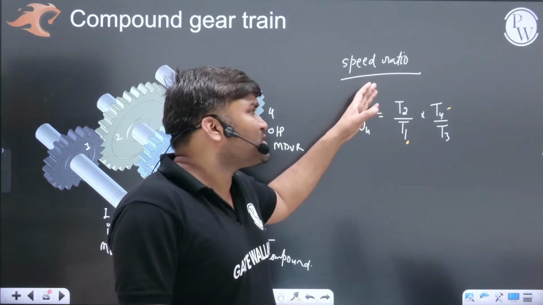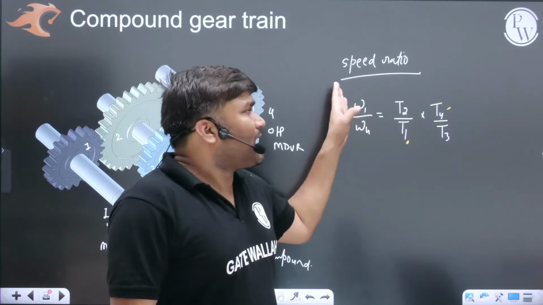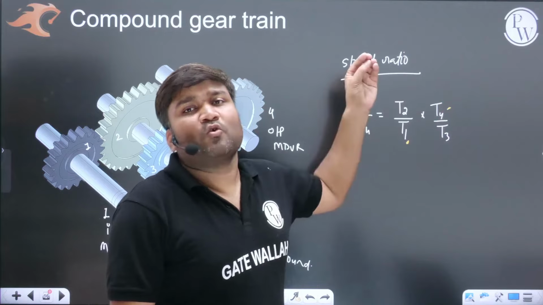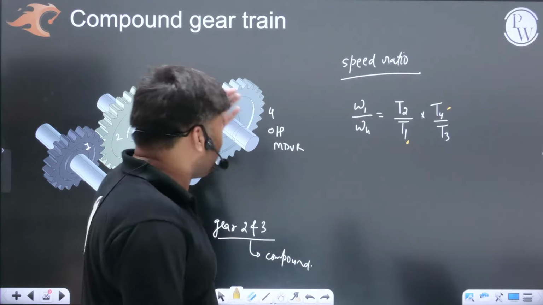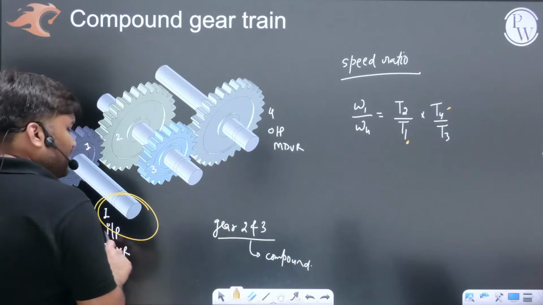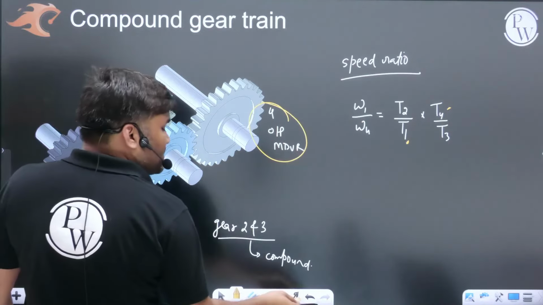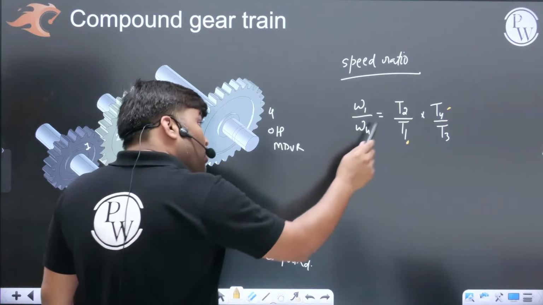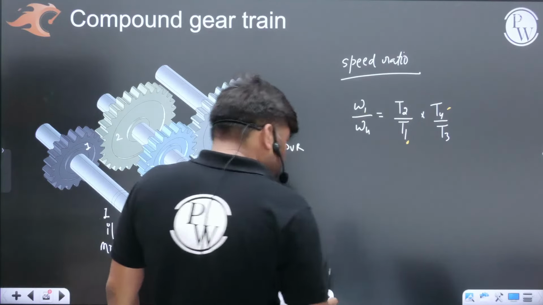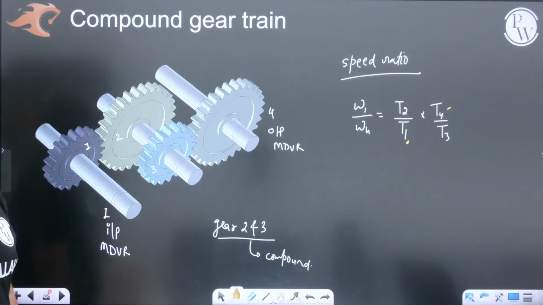How you can find out speed ratio? Just teeth. How do we write this equation? If you know all the teeth, very easily you can find out what is going to be the speed ratio. Sometimes input speed they will be giving and output speed they are going to ask. Very easily omega 1 is given, omega 4. Very easily you can identify if you know all these number of teeth.